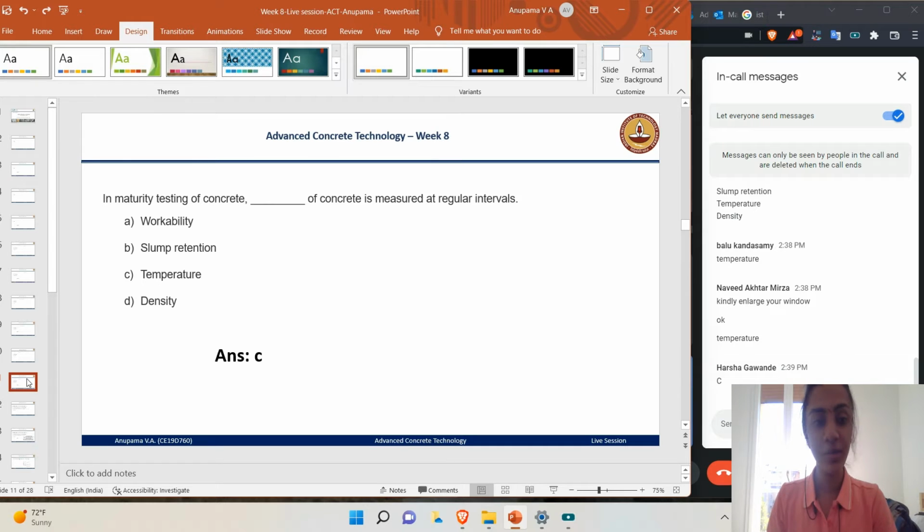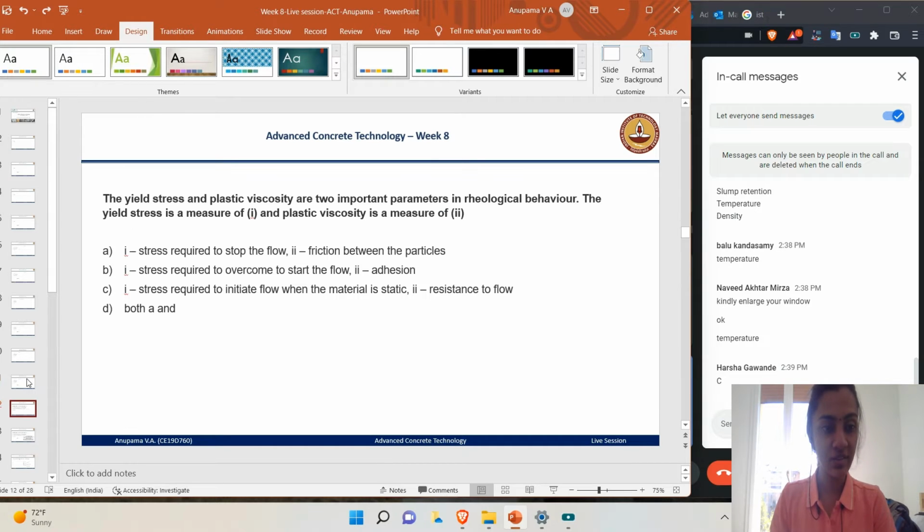Okay, moving on to the next question. It's based on rheology. So the yield stress and plastic viscosity are two important parameters in rheological behavior. The yield stress is a measure of 1 and plastic viscosity is a measure of 2. So what is 1 and 2 is the question.